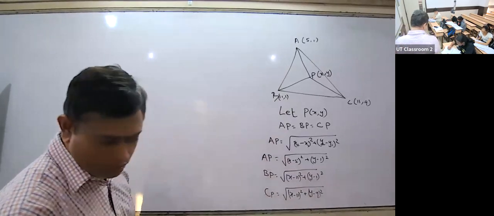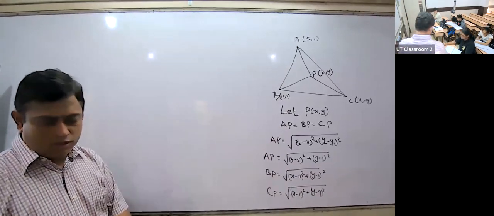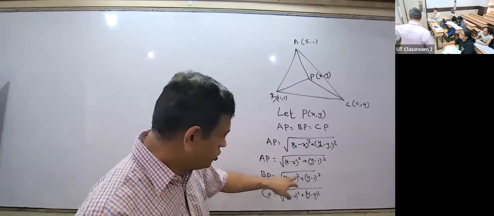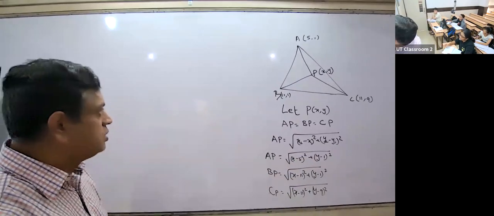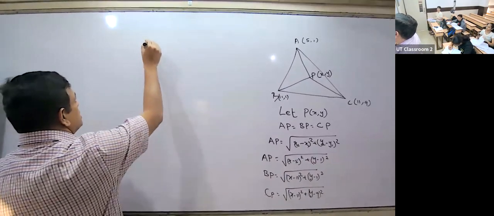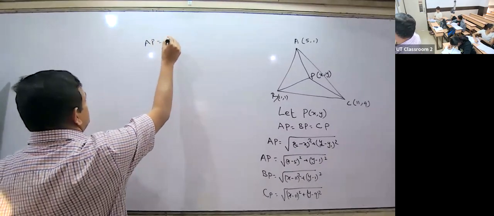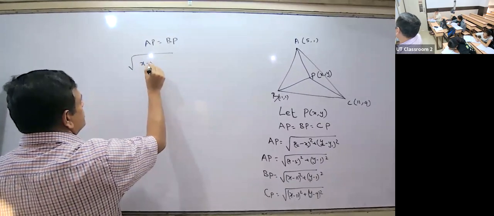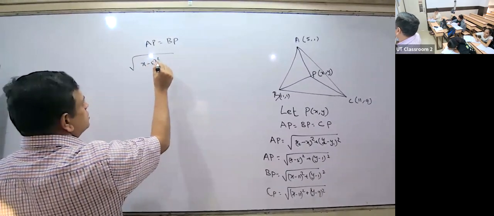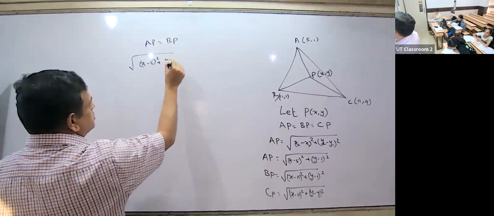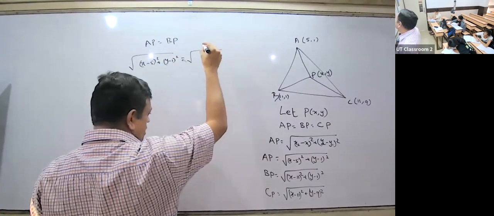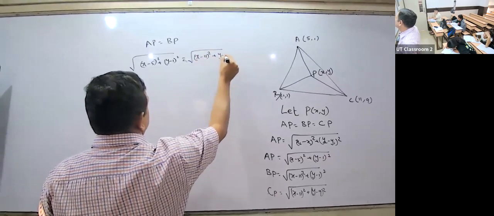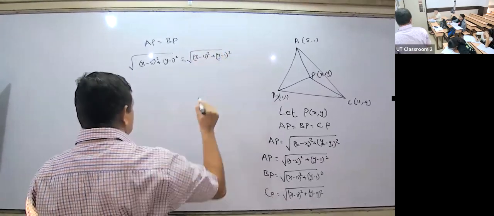This much all of you follow? Yes. Okay. Now, next, I said either x is common or y is equal. For the next step, you write AP is equal to BP. That is root of (x minus 5) whole square plus (y minus 1) whole square is equal to root of (x minus 11) whole square plus (y minus 1) whole square. You square on both sides, the root will go.